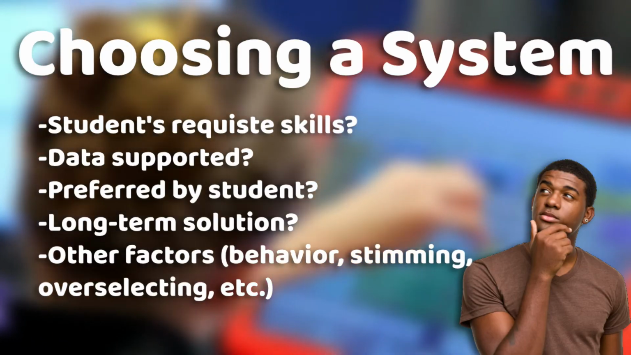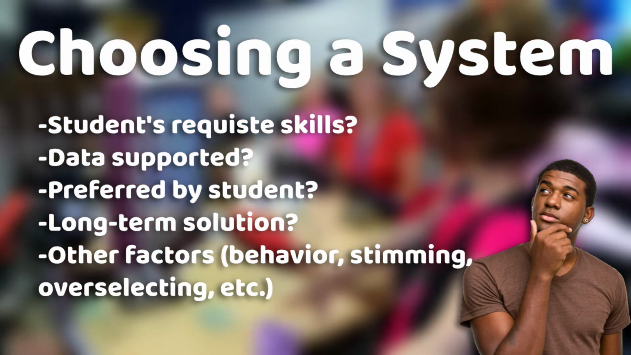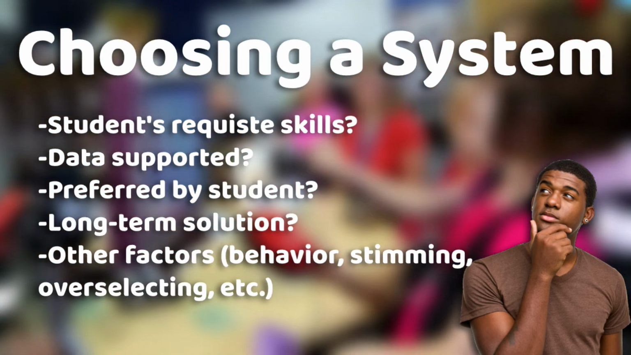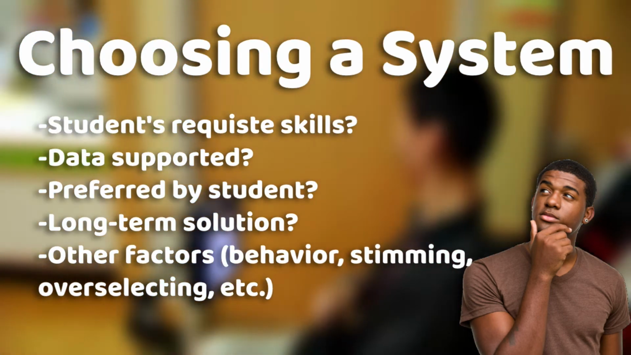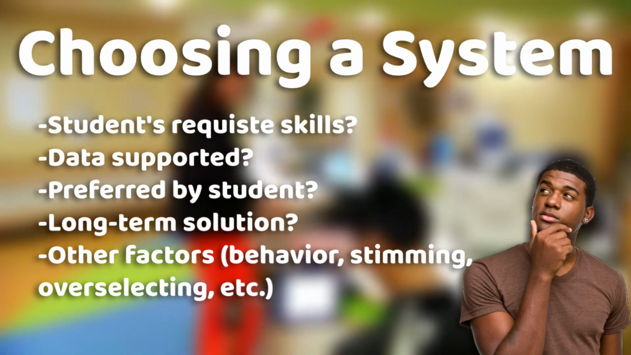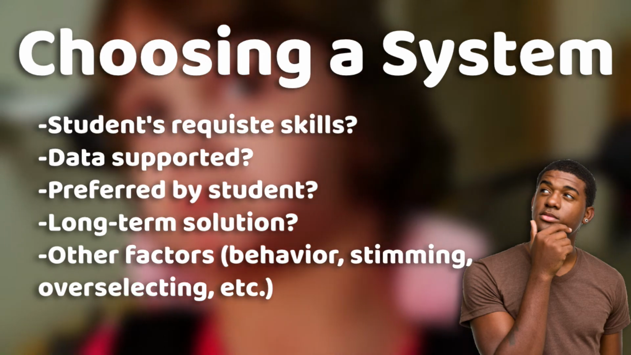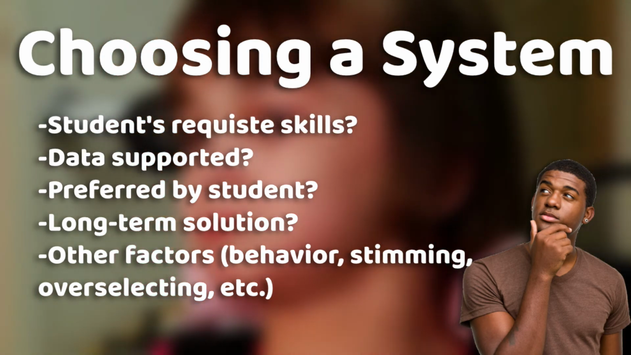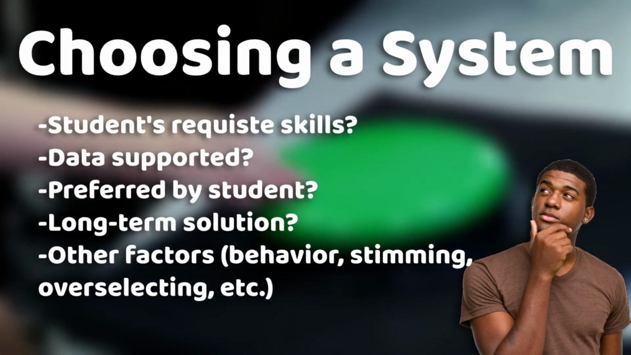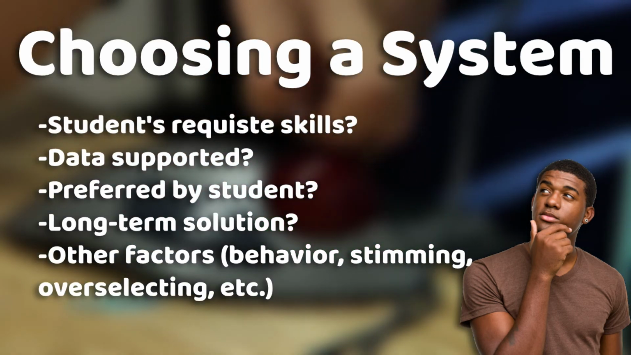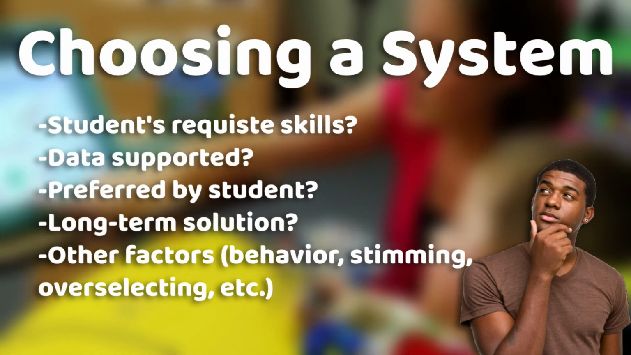But the factors to consider are the student's requisite skills. Does the student have muscle control to push buttons? If they have limited dexterity or physical skills, are they able to move their head? Do they have eye control for an eye gaze device? Does the data, so far as their testing and performance, support the use of an AAC device to improve their performance and help their social skills? Is the device preferred by the student? A student might prefer a low-tech device where they can tangibly touch it rather than looking at a screen. And considering, is this a long-term solution? Will the student use this primarily for their main mode of communication?